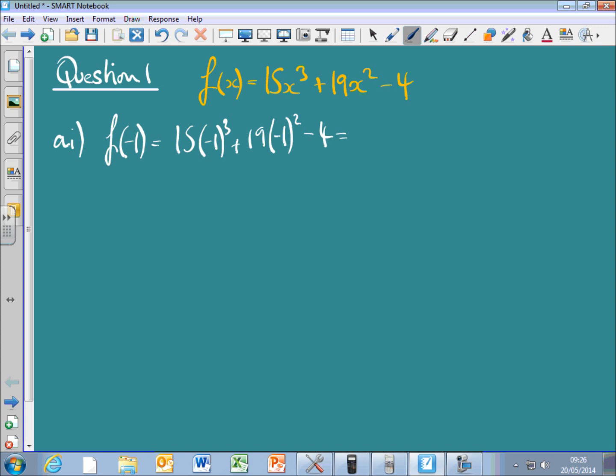And -1 cubed is -1, so this is going to be -15. -1 squared is +1, so this is going to be plus 19. And then we're going to take 4, and that equals 0. Now, it doesn't ask us what the significance of that is, but we have found that when we sub in -1, we get 0. And so from the factor theorem, we know now that x plus 1 is a factor of f of x, and that's going to be important.